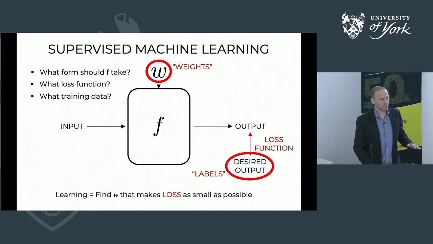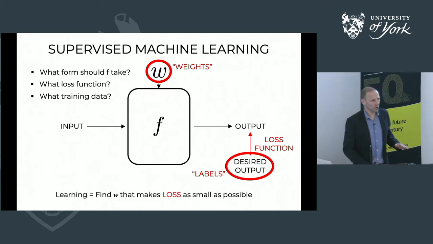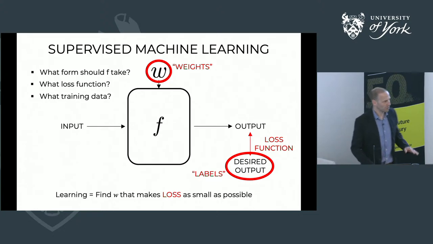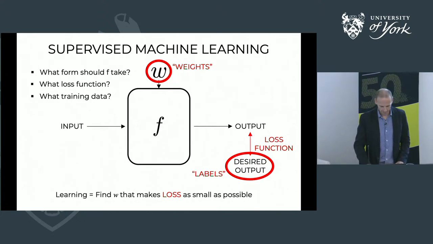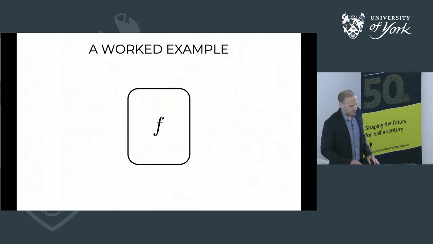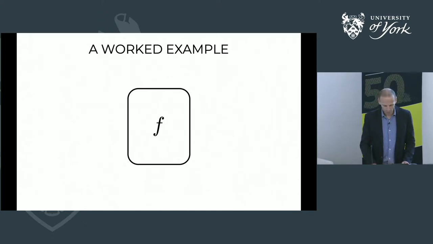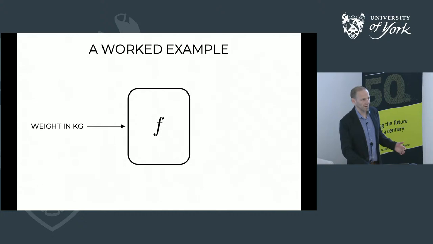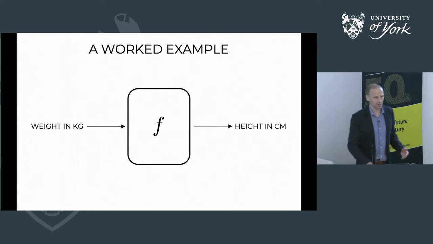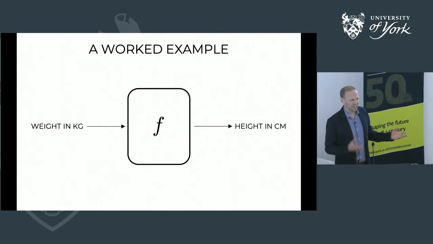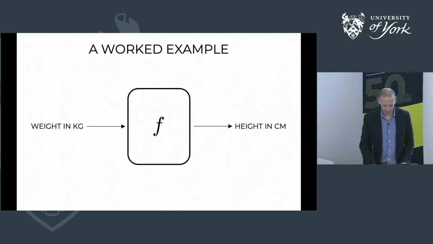So let's make this even more concrete. I'm going to show you a real worked example, and then we'll move on to some more exciting and interesting stuff. So we're trying to come up with some function. Let's take a concrete example. I want a machine where I can input my weight in kilograms, and it will output a prediction of my height. So weight and height are correlated. If you're taller, you tend to be heavier. That's the underlying assumption here.